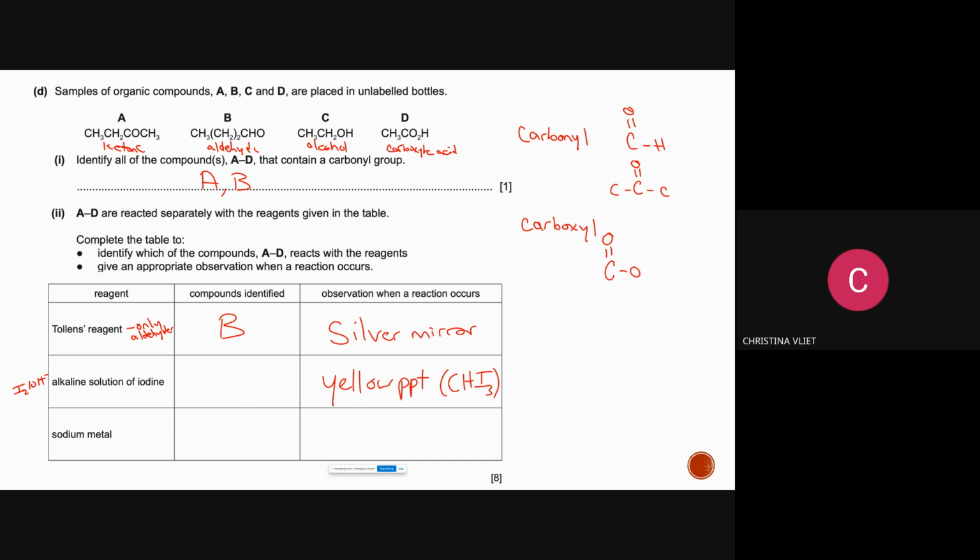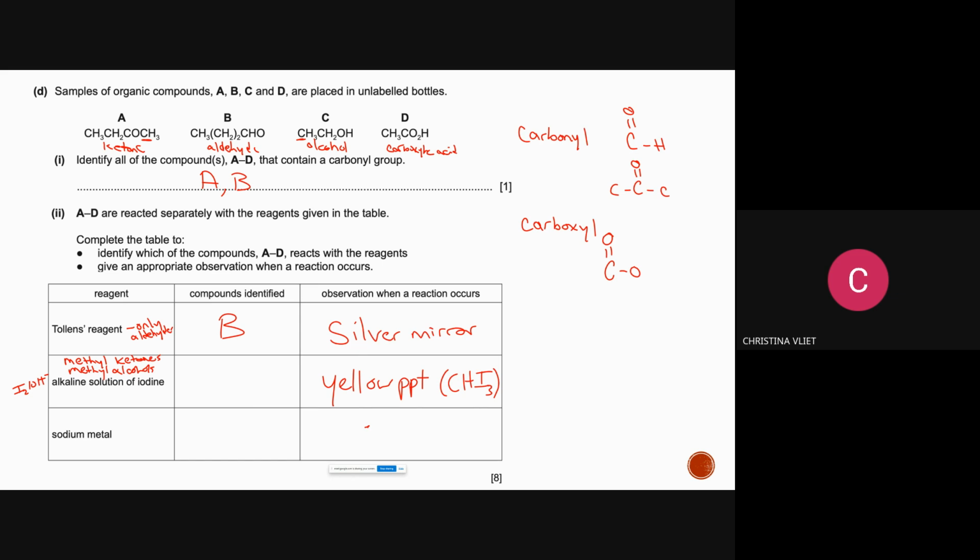CHI3 is only produced with methyl ketones or methyl alcohols. It has to be a methyl group because one of the carbons, the methyl carbon, breaks off to make the yellow precipitate. So this is a methyl alcohol because it has a carbon next to the carbon that has the OH. That's the methyl of the methyl alcohol that they're talking about. And then this right here is a methyl ketone because that right there is the CH3 that would break off. So one carbon breaks off in that specific reaction, and that's why that's the precipitate you get.